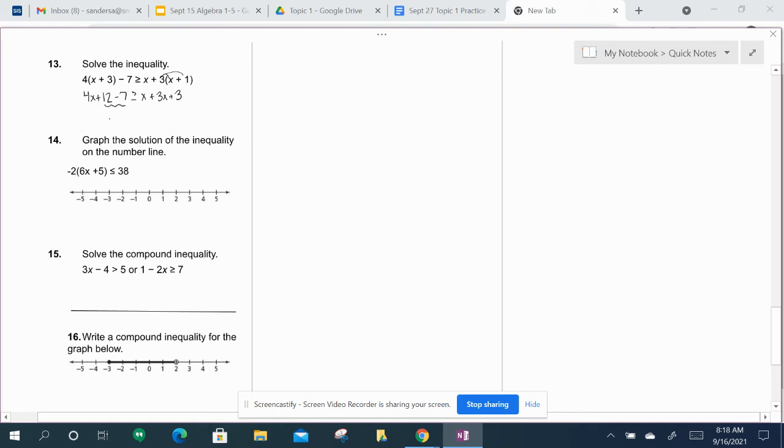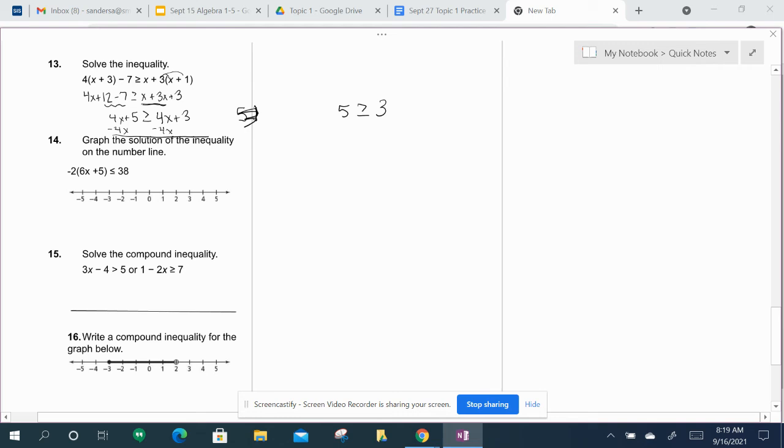So the 12 minus 7 becomes 4x plus 5 is greater than or equal to, and when I simplify on the right side, x plus 3x also becomes 4x plus 3. I'm going to work on getting my x's together by subtracting 4x from each side. And I end up with 5 is greater than or equal to 3.